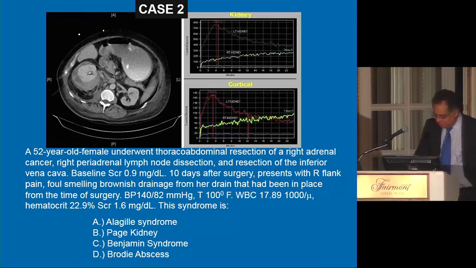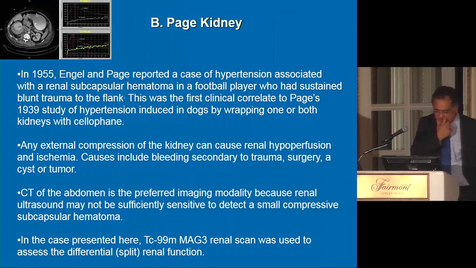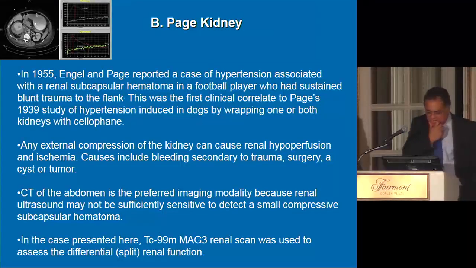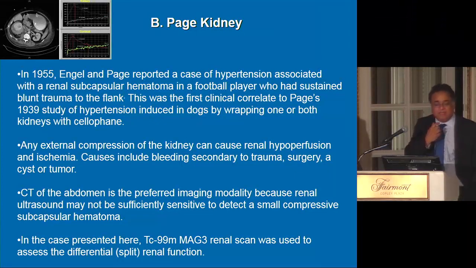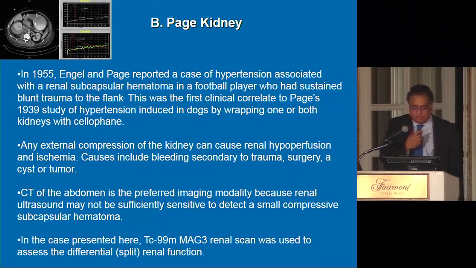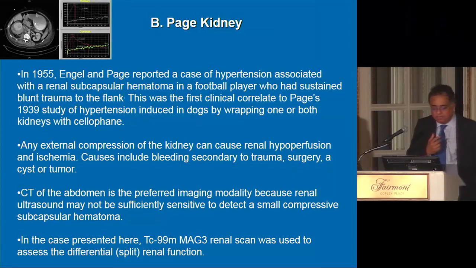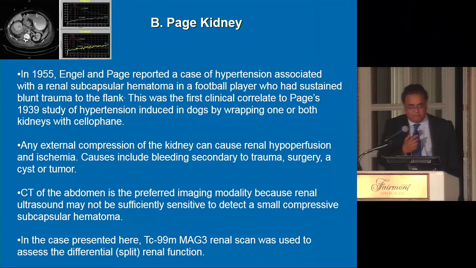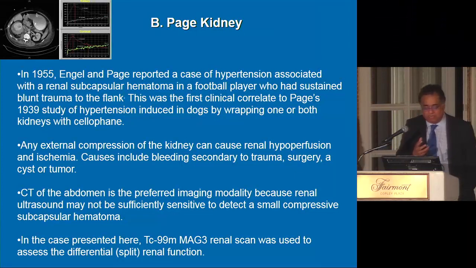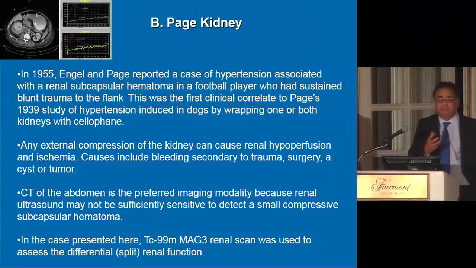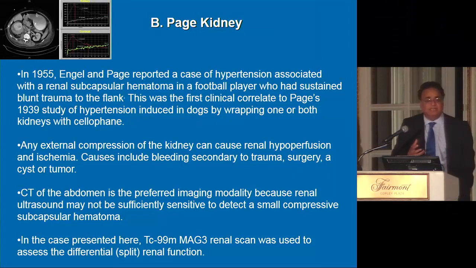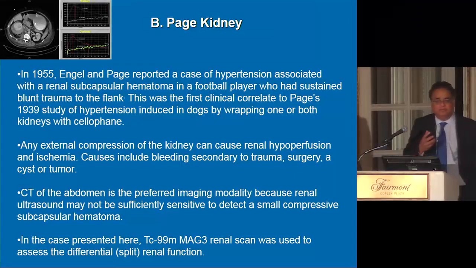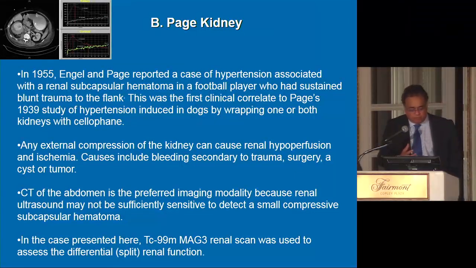That's why. So this is a Page kidney. So in 1955, Engel and Page reported a case of hypertension associated with a renal subcapsular hematoma in a football player who had sustained blunt trauma to the flank. And this was the first clinical correlate to Page's 1939 study of hypertension induced in dogs by wrapping one or more kidneys with cellophane. So that's what the Page kidney is: external compression of the kidney causing renal hypoperfusion and ischemia. And causes include bleeding secondary to trauma, surgery, a cyst, or tumor.